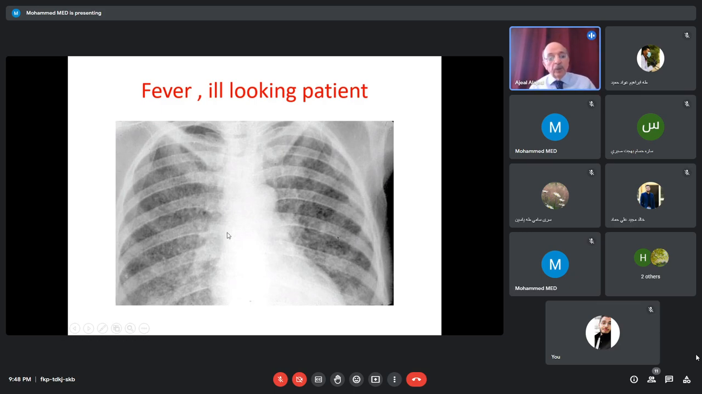This is miliary tuberculosis. Can we see a lesion like this and it's not miliary tuberculosis? Probably yes, okay. But here, when you put the clinical picture with the X-ray, the patient is running fever, the patient is very ill, so this is miliary tuberculosis.